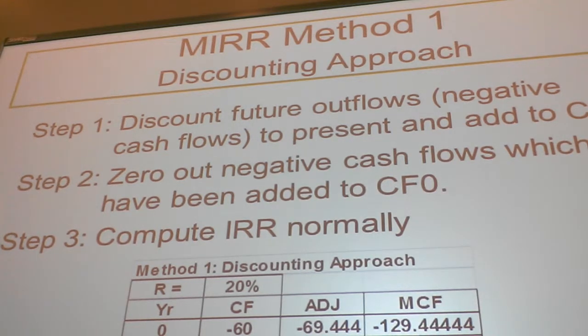Here you would discount future outflows, negative cash flows, to the present value, and add CF0, which is your cash flow at period zero. Once again, this is what's going on in Excel. This is just teaching you something, and this is not really relevant for the quiz. You're going to zero out negative cash flows which have been added to CF0, and then compute the IRR normally. So you get 19.74 with this discounting approach. As you can see here, you're going to discount that negative 100 back. So that's being discounted back here, and then you add those two together. 155 remains, and if you do the IRR on all three of these, you get 19.74.